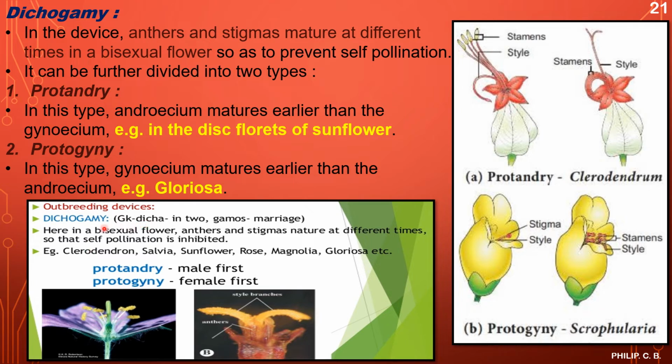Outbreeding devices, dichogamy. Here it's a bisexual flower; anthers and stigma mature at different times so that self-pollination is inhibited. Examples: Clerodendron, salvia, sunflower, rose, magnolia, Gloriosa. Here protandry, male first; protogyny, female first. So in case of protogyny, the female part develops first, whereas in protandry, the male part matures first. Clear?